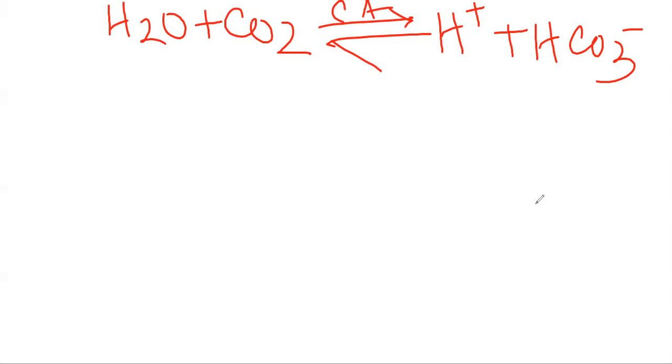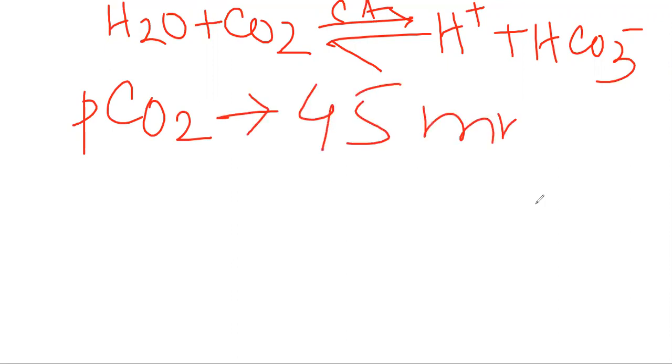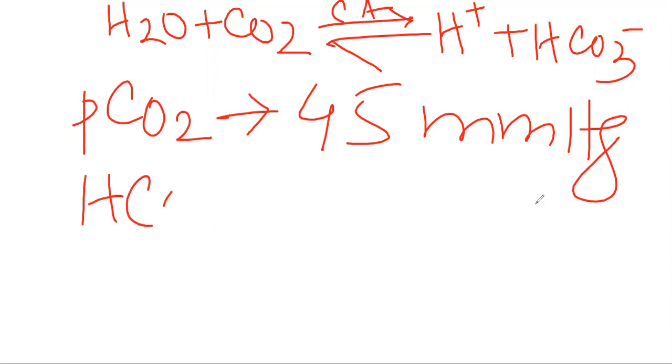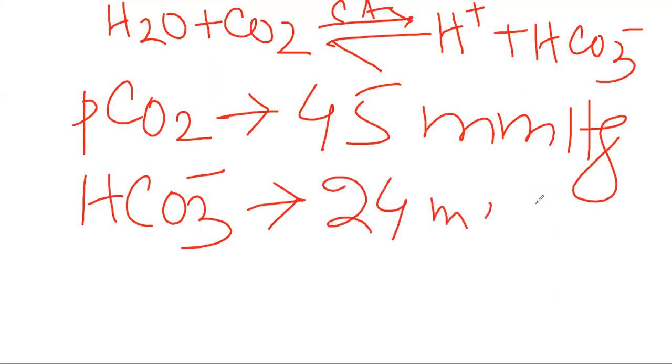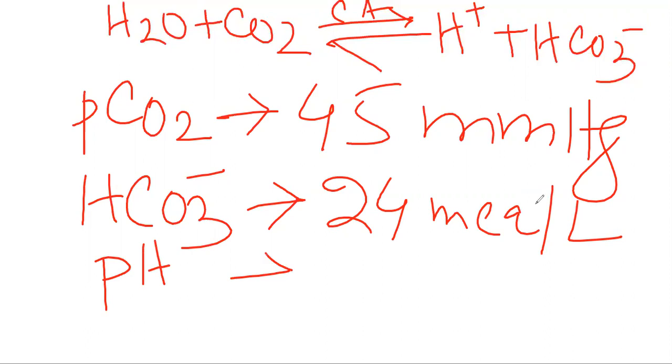Along with that, the magic figures that you need to remember are: the concentration of carbon dioxide, or the partial pressure of carbon dioxide, PCO2. How much is it? It is around 45 millimeter of mercury. Then the concentration of bicarbonate is around 22 to 26 milliequivalent per liter, but on average it is 24 milliequivalent per liter, and the body pH, the neutral pH, is 7.4.